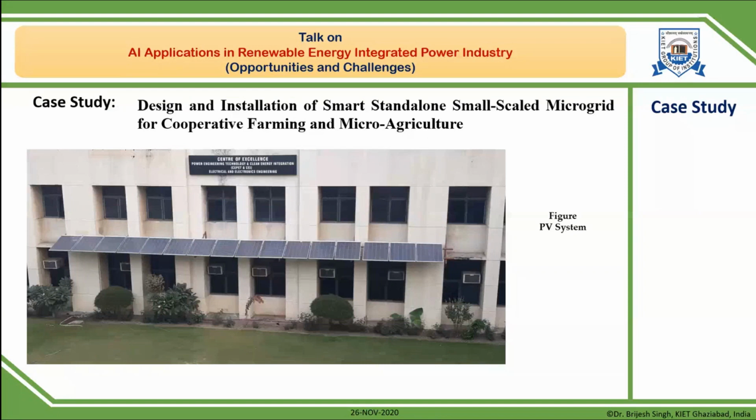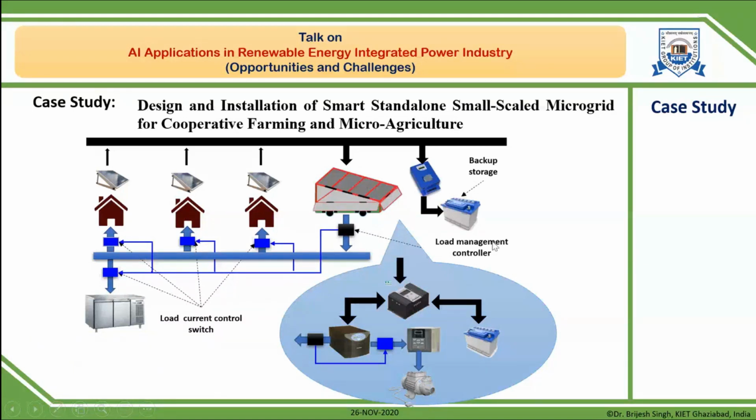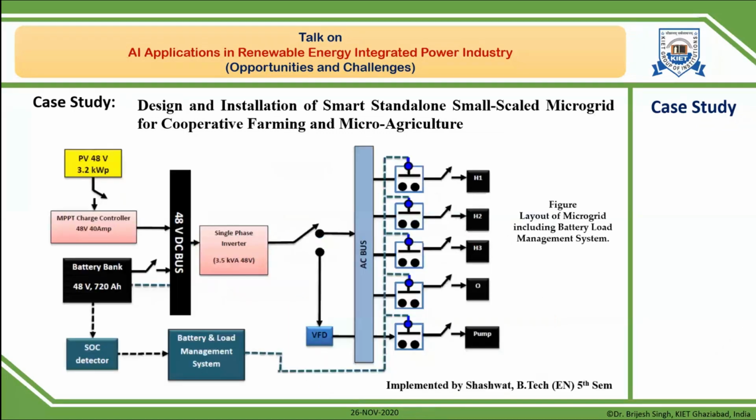Now I want to show one of my case studies which has already been implemented in my laboratory. This laboratory is in front of the cafeteria. The figure I have shown, just to recall, there is a PV panel which is connected with a center of excellence. Inside that center of excellence, we have developed a microgrid system. Some of my students are working on this project. Our target is to design a smart standalone small scale microgrid for cooperative farming and micro agriculture. This project has already been completed.